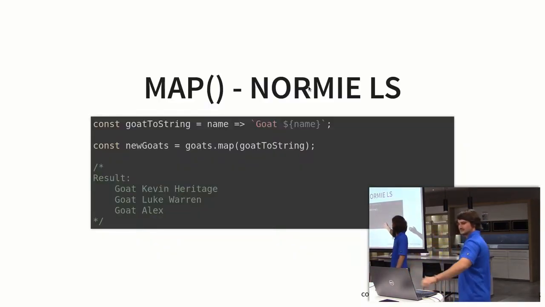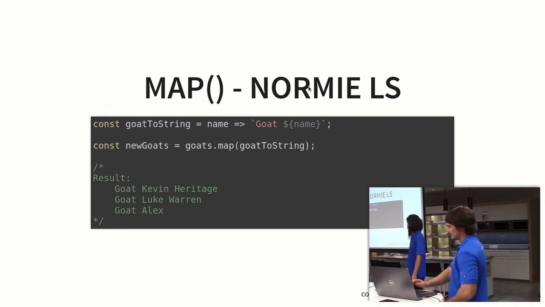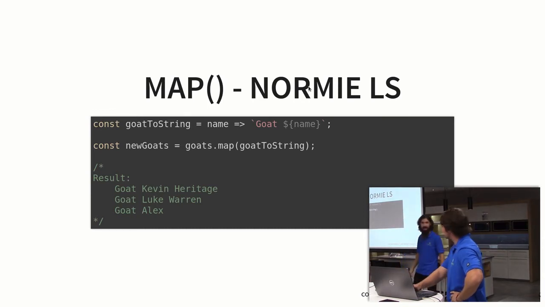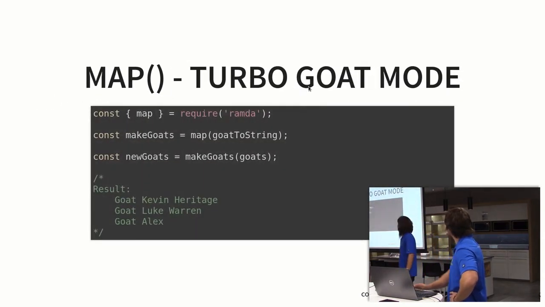There's a function on that called map, and we give it a function goat to string. That outputs the goat Kevin Heritage, goat Luke Warren, and a goat Alex. So now we go into turbo goat mode, where we require our map function by destructuring the Ramda library.